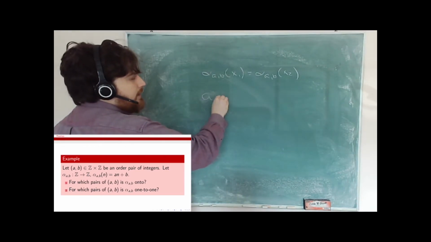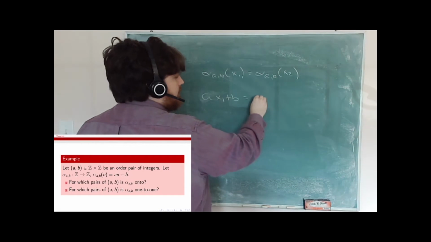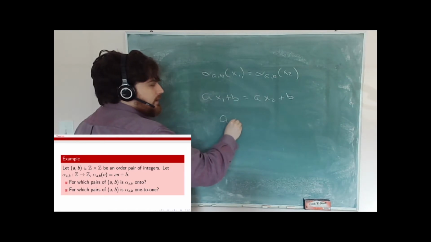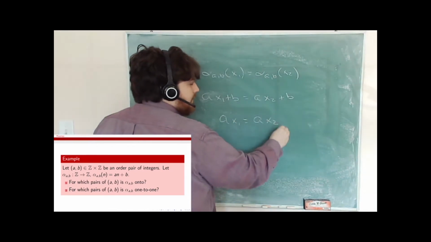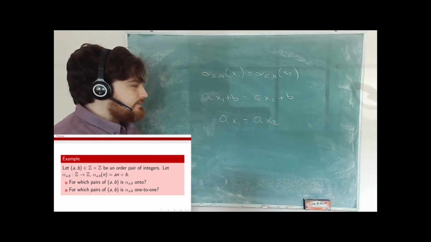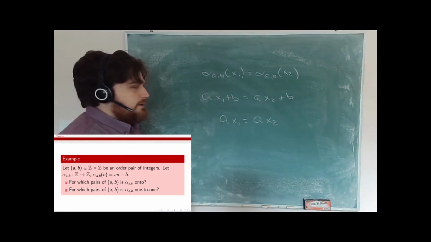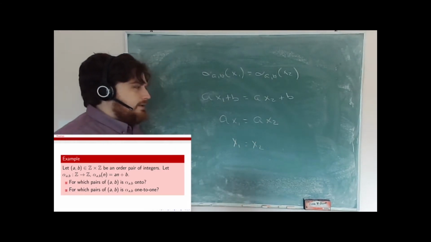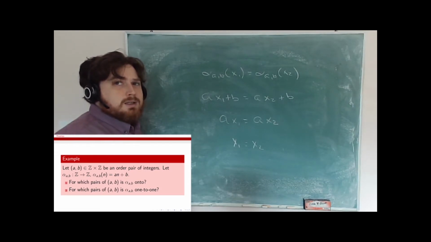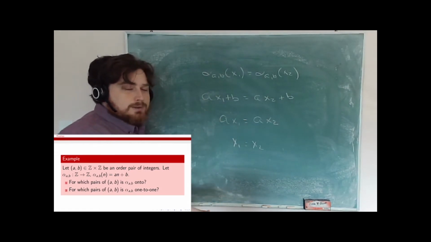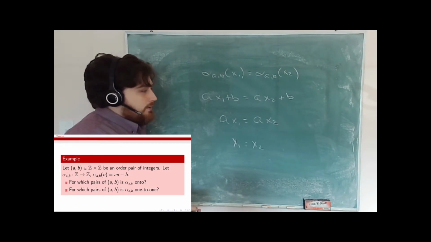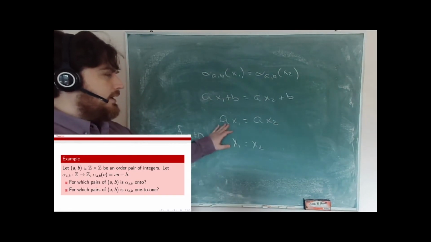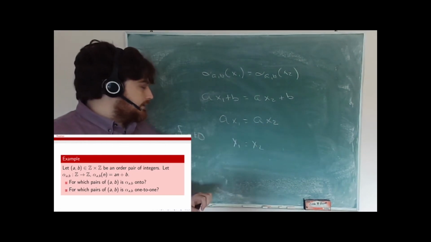Well, that means a x1 plus b is equal to a x2 plus b. Now I can subtract b from both sides, and I get a x1 is a x2. Now here's the tricky part: I can divide by a and get x1 is equal to x2, except I can't divide by all integers. If this was 2, 2 divided by 2, that works. However, I can't divide by 0. So what I would say is that if a is not 0, then I can divide by a and I get that x1 is equal to x2.